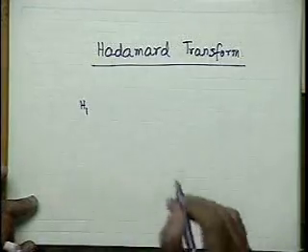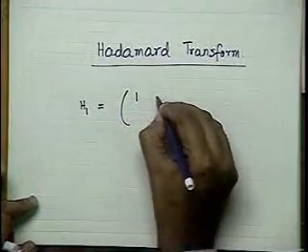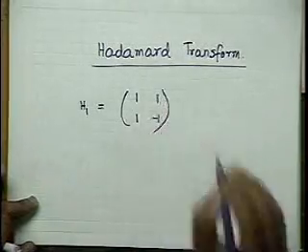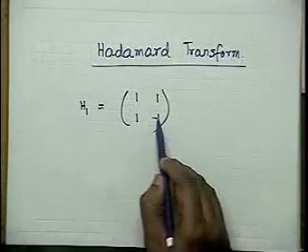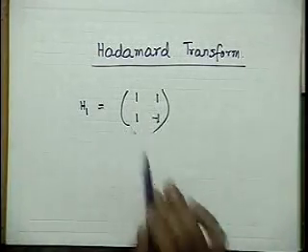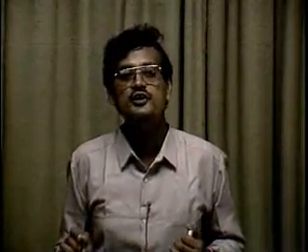That elementary matrix definition is: the elements are 1, 1, 1, and the last element is -1; the rest of the elements are 1, 1, and 1. It is a 2 by 2 matrix, and since this has to be a unitary matrix, an n by n matrix is normalized by 1 by square root of n.